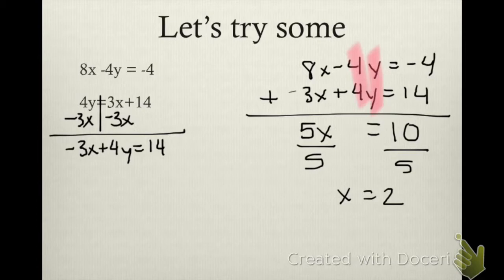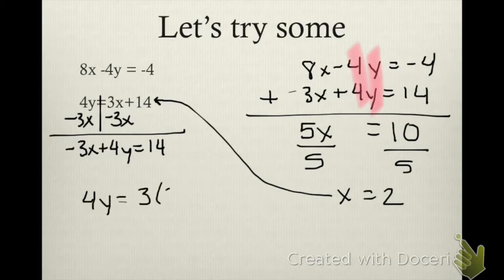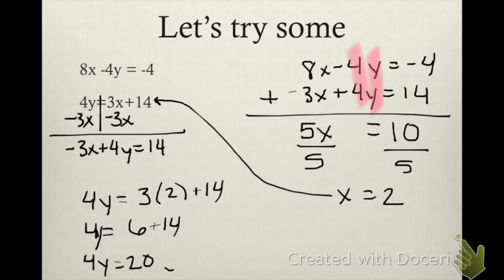Next, I'll put that into one of my other equations and solve for y. I'm going to actually put it into this original equation I got here, and I'd have 4y equals 3 times 2 plus 14. 4y equals 6 plus 14. 4y equals 20, so y equals 5. So I have my solution 2, 5.